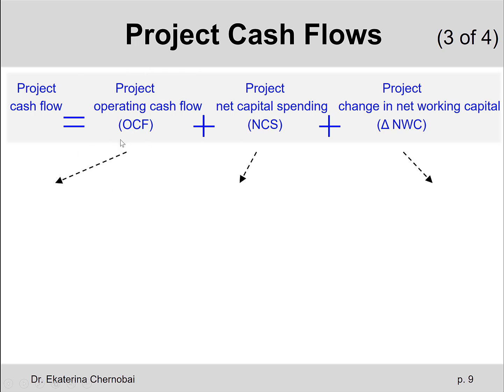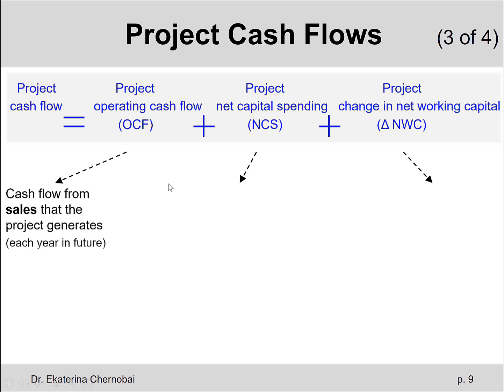What do we put together to find the operating cash flow? Essentially, it's everything that allows us to calculate the cash flow from sales that the project would generate every single year in the future. This is nothing but profit for the year. Profit after all expenses have been subtracted from the sales revenue, right? So operating cash flow is the same exact thing as profit. And this is something we need to calculate for each year of the project in the future, starting year 1.